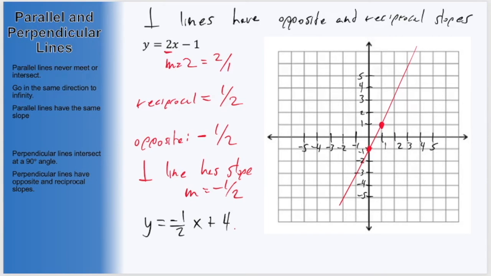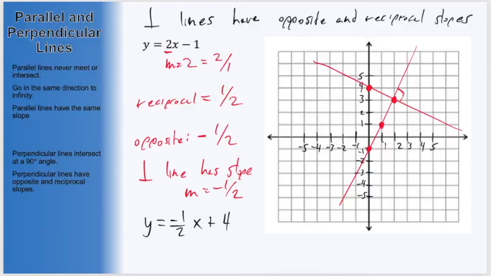Now for our second equation here, we have a y-intercept of plus 4, and our slope of negative 1/2 means if we rise by negative 1, we should run by 2. So our next point should be here. Connect the dots, and then sure enough, we have a right or 90-degree angle at our intersection. And so we have perpendicular lines.